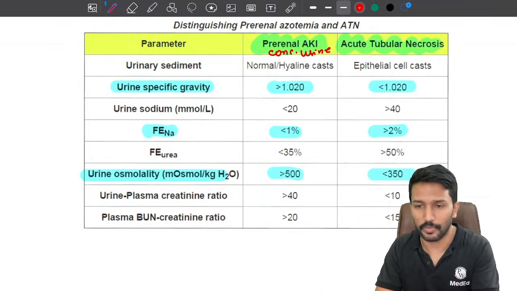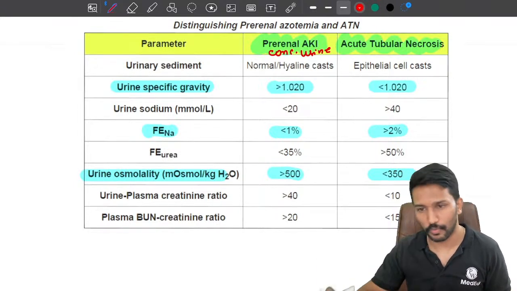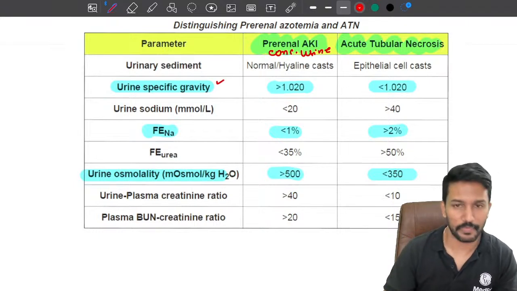So there is no aldosterone coming up. So there is no sodium reabsorption. So you will be losing a normal quantity of sodium, right? Clear? Now, first feature, urine specific gravity.